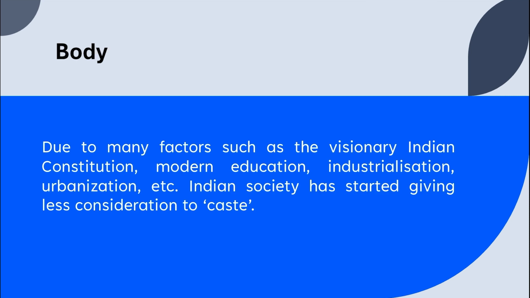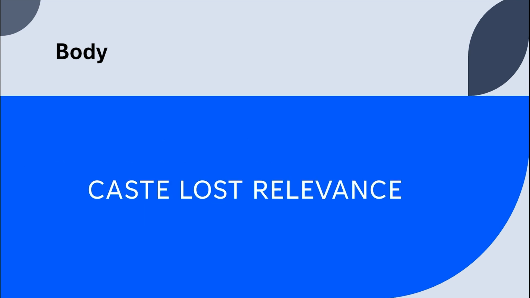For the body of your answer, the connecting line after the introduction, you will write that due to many factors such as the Indian constitution, education, reservation, society has started giving less consideration to caste. So you will discuss that caste has lost its relevance. Although in the structure I told you can start with retaining its relevance or lost its relevance, because the question is in the form of it is asking you.